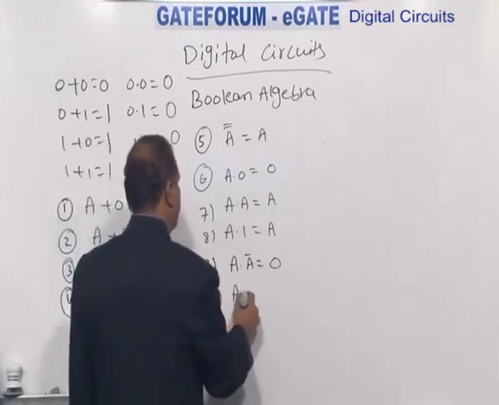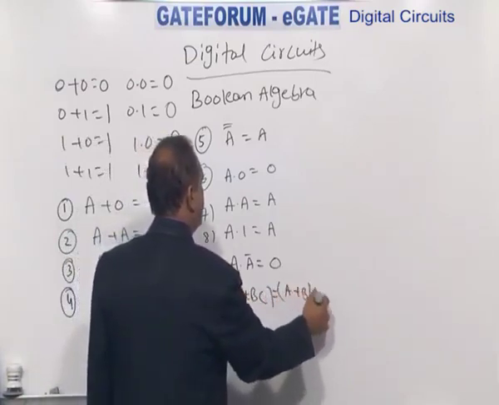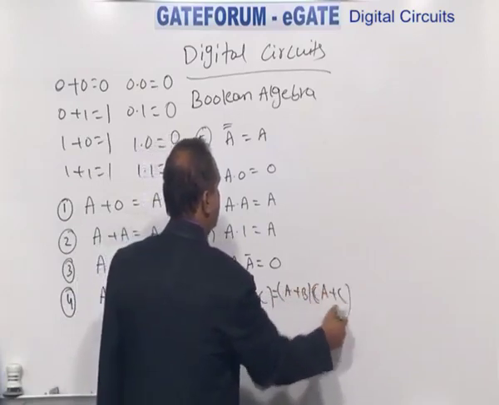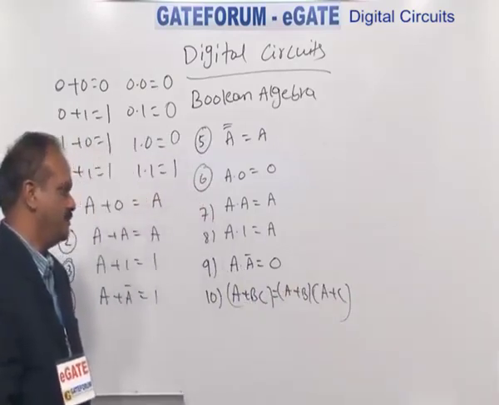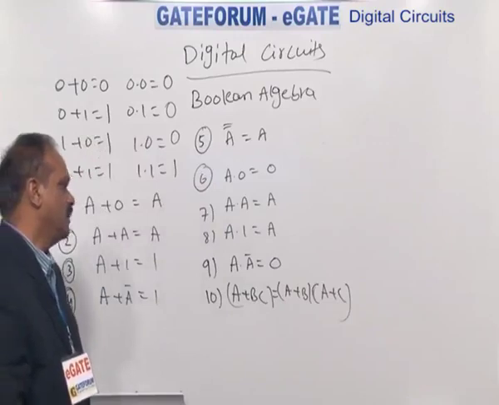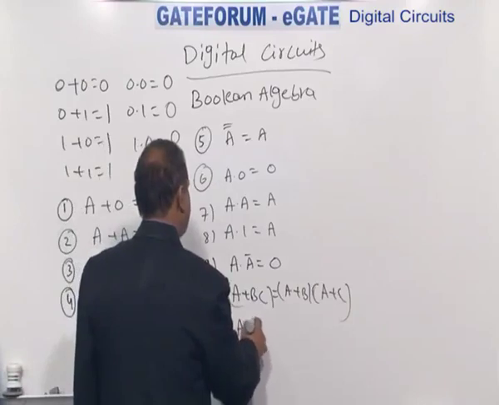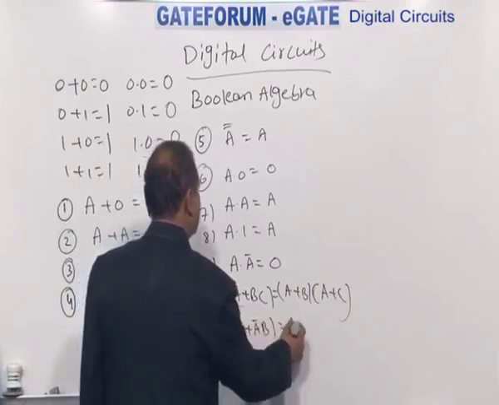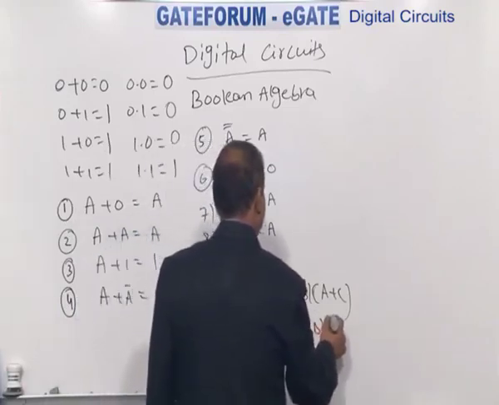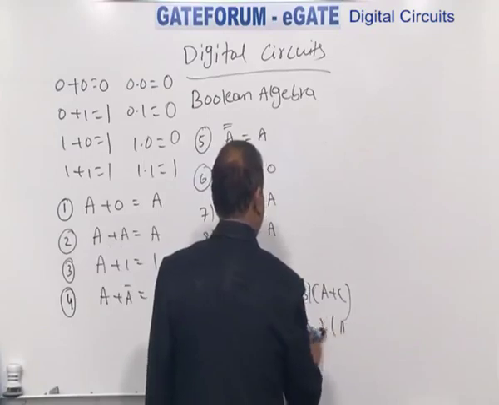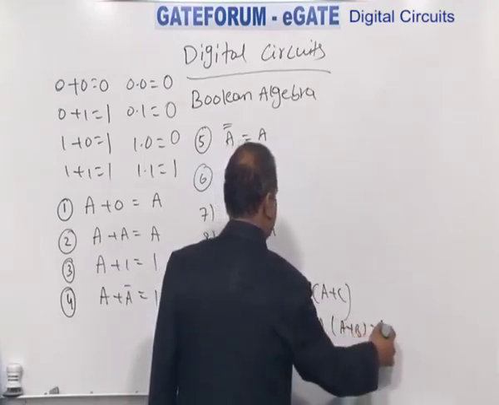Then you can expand A plus BC as A plus B into A plus C. Using this relation, you can write the 10th relation: A plus A bar B can be written as A plus A bar into A plus B. Since A plus A bar is 1, you will get A plus B only.